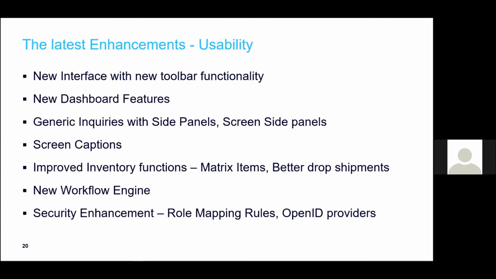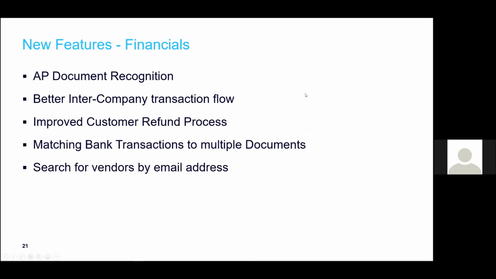And then there's a new security enhancement for role mapping rules and OpenID providers. New features in the financial systems, the one I was super excited about was the AP document recognition system. Much better intercompany transaction flows now. What we mean by that is Acumatica has always been super strong with intercompany transactions and managing and tracking due tos and due froms. What Acumatica now allows is that when you set up a company within Acumatica, they become a customer and a vendor.